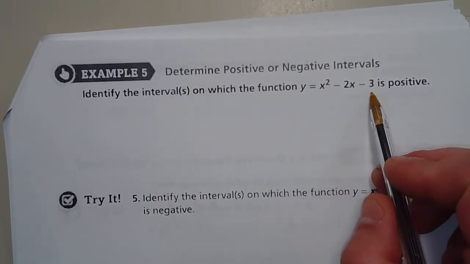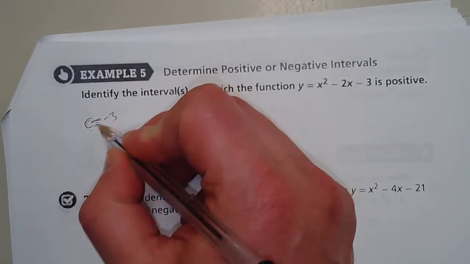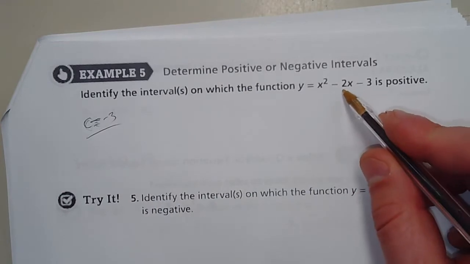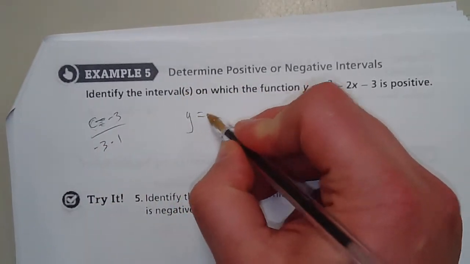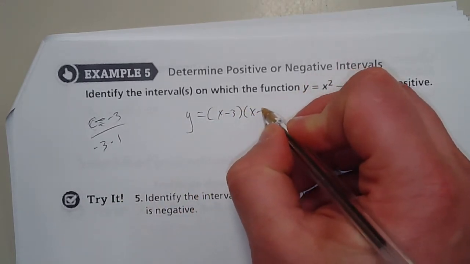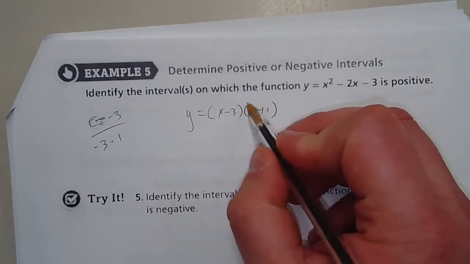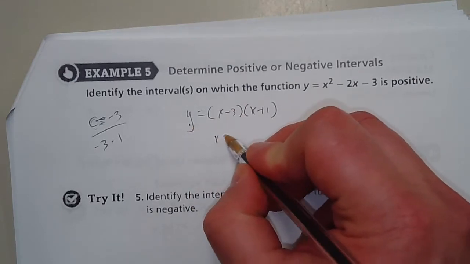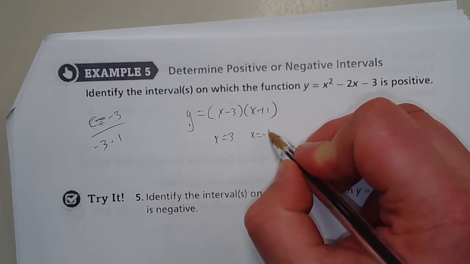If I factor this, C is -3. And I want factors that add to -2. That'll just be -3 and 1. So if I were to write this in factored form, I'd have x minus 3, x plus 1. That means, based off what we learned yesterday with solutions and zeros, that this graph is going to equal 0 whenever x is 3, because 3 minus 3 would be 0, or whenever x is -1.